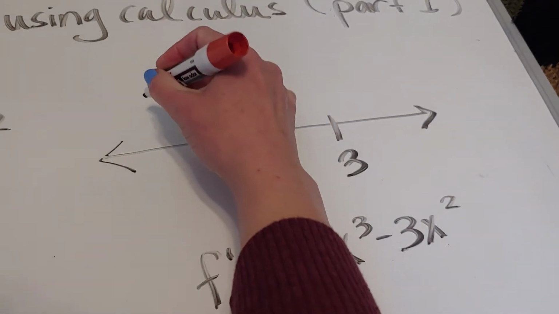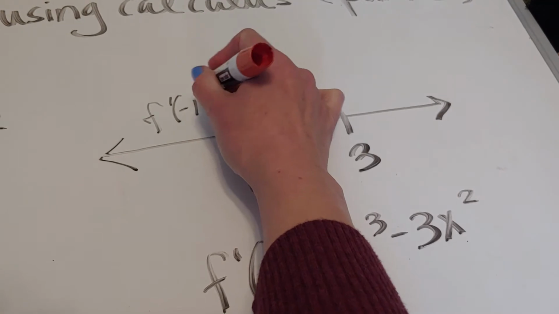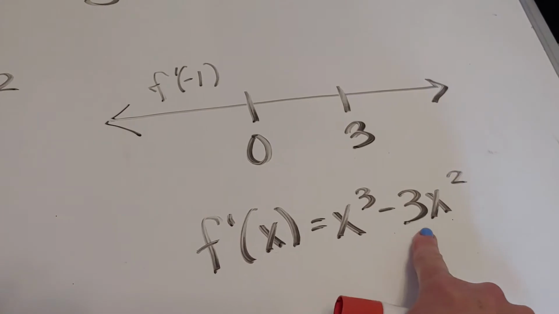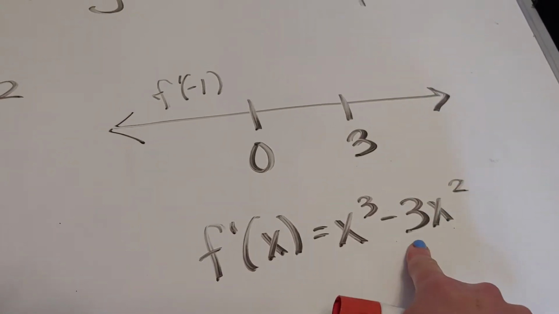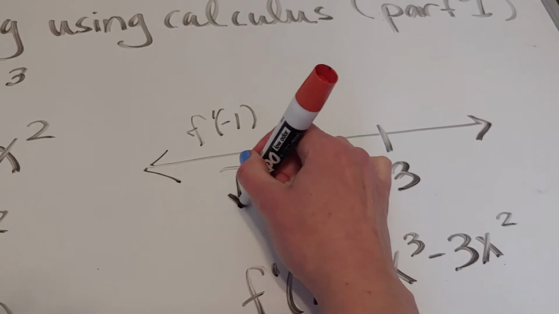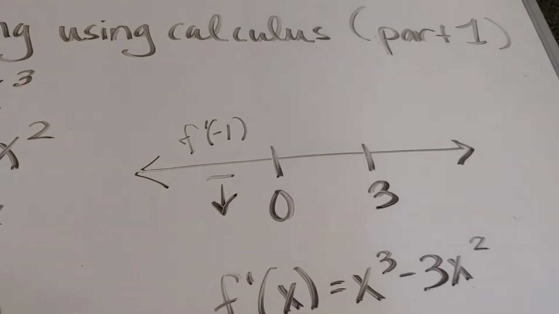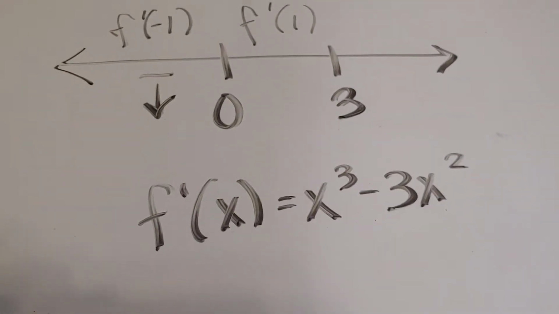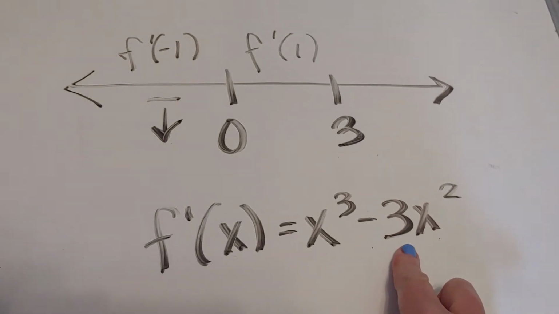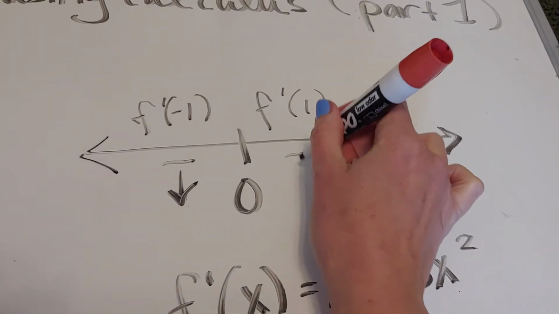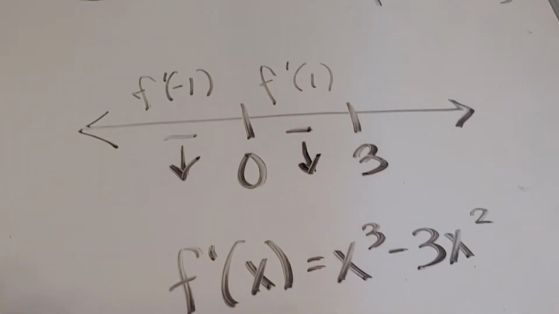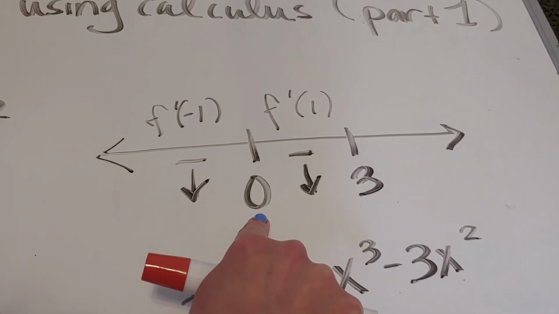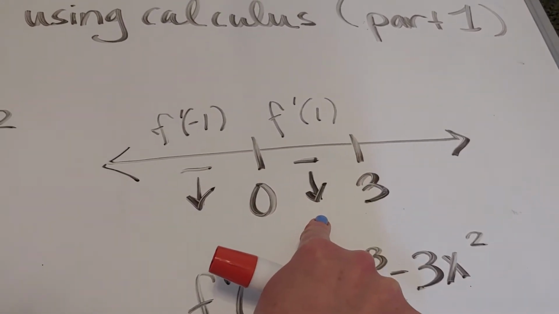So let's test f prime of -1. When I plug in, -1 cubed is -1, minus 3 times a positive 1, so the whole thing is going to be negative. So it's decreasing on that interval. Let's go to the next part, which is f prime of 1. When I plug in 1 minus 3, that's -2, so it is still decreasing. What that's telling me is that 0 is not a max or a min because I'm going down and then down.